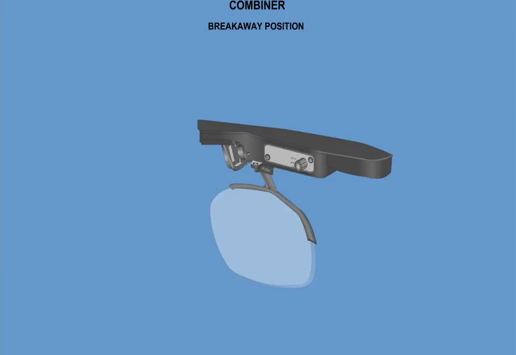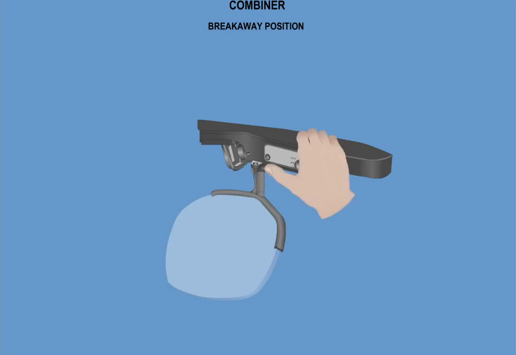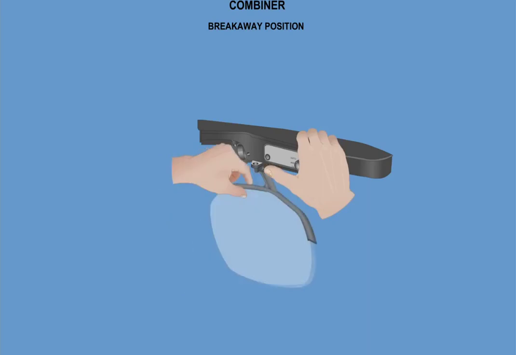Breakaway position. This is the safety feature that allows the combiner glass to rotate towards the windshield during a sudden deceleration of the aircraft, which prevents head injury to the pilot during an aircraft high G deceleration. To move the combiner glass from operating position to breakaway position, push the release lever and hold the combiner arm by the side. Lower the combiner glass until the combiner glass latches in the breakaway position to prevent its sudden return to the operating position.